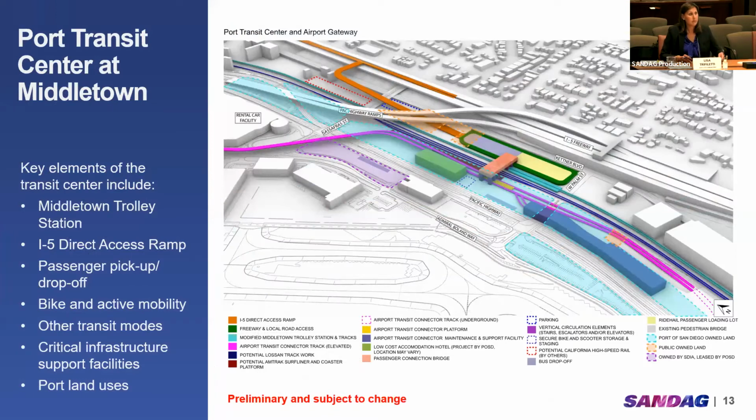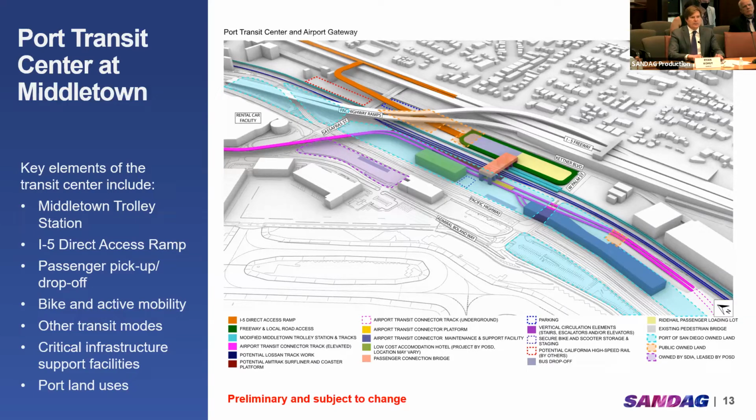We are really appreciative of the port's willingness to let us explore and study the use of their property for transit purposes. This is what we think a transit center on the port site might look like, incorporating and improving the existing Middletown trolley station. The site is adjacent to Coaster, Amtrak rail, our trolley rail, as well as Interstate 5. This station would provide a simple and convenient option to connect to the airport through a transit connector.